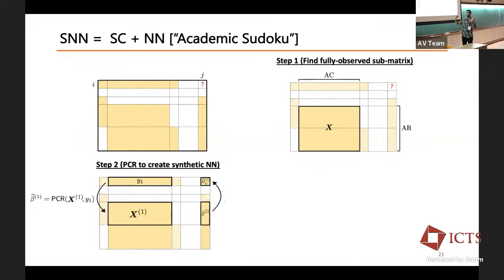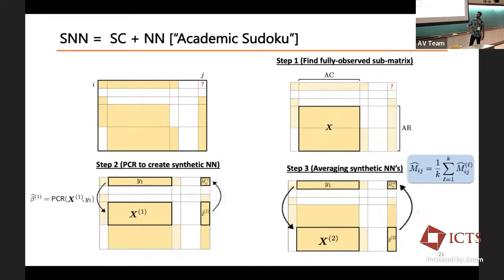The little trick we do is that we divide X up into K different blocks. Here I'll just do X1 and X2. We learn a linear model between Y1, which is the part that's fully observed, and X1. The way we learn the linear model is through principal component regression. We first do PCA on X1, and then you do OLS. This is why we call it synthetic nearest neighbor, because there's no other row that looks like you, but some linear combination of rows looks like you, hence the synthetic nearest neighbor. We repeat that with all the K different blocks you create, and you take an average of these synthetic nearest neighbors, and that's how you compute this M hat ij. And that's it.